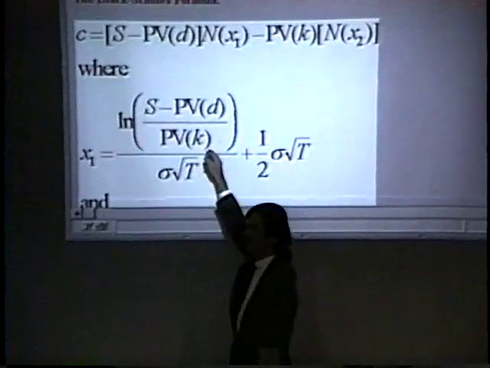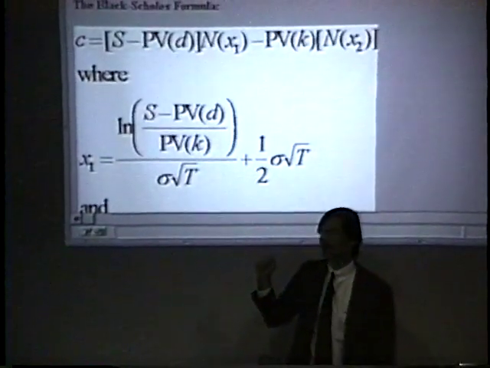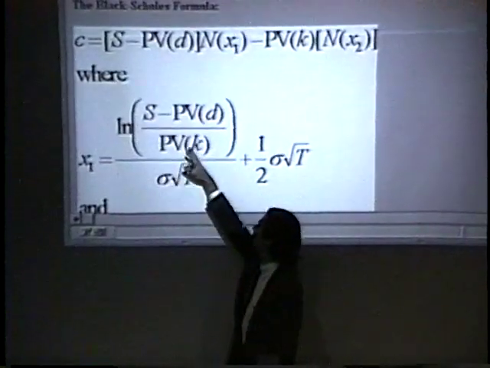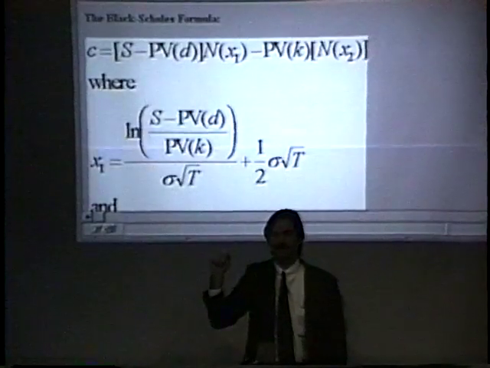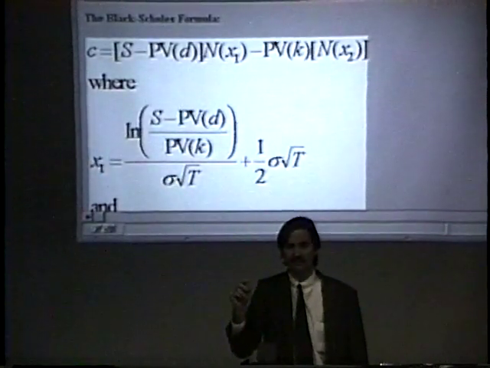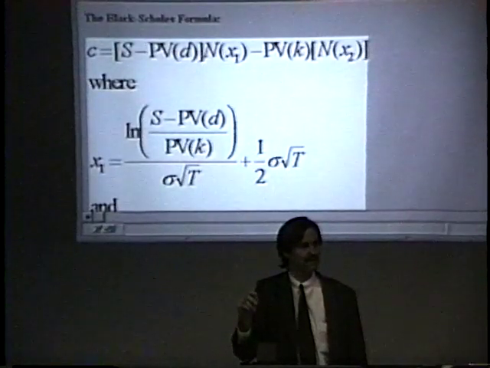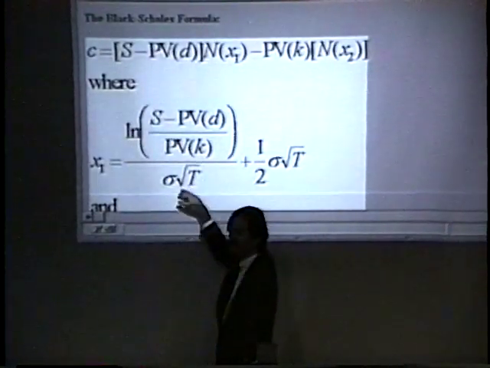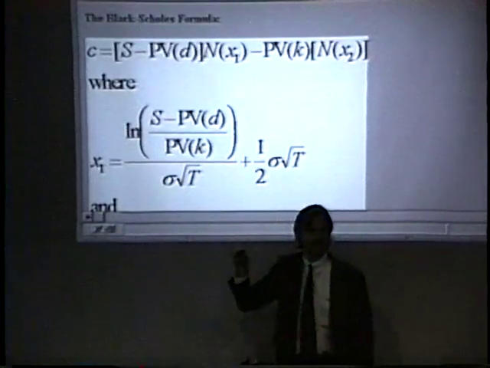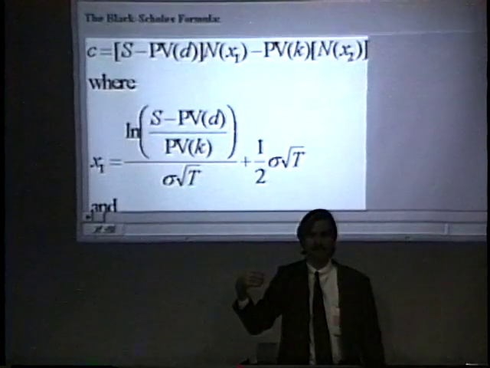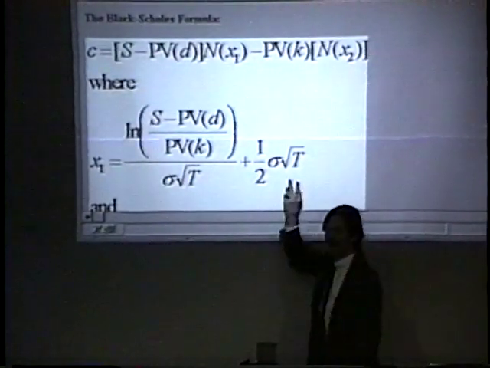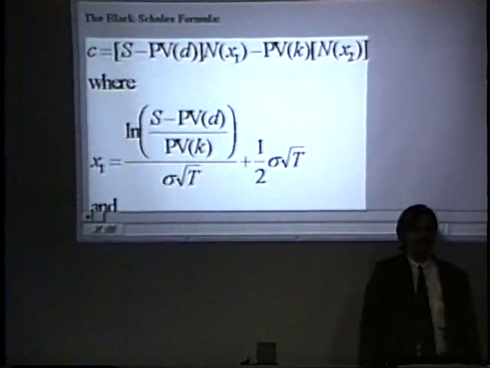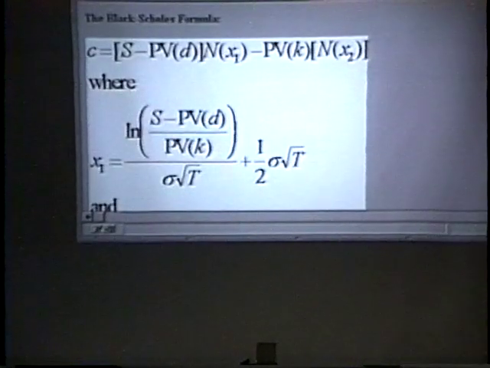S divided by the present value of K. And I said the present value of K was 90. And let's say S is 89. That's less than 1, right? What's the log of something less than 1? Negative. And then what happens when we divide a negative number by something that's real small? It's going to become more negative. Okay? And then we're going to add a little bit to that negative number. So it's going to be a larger negative number. And let's say the x1 that we get is -1.